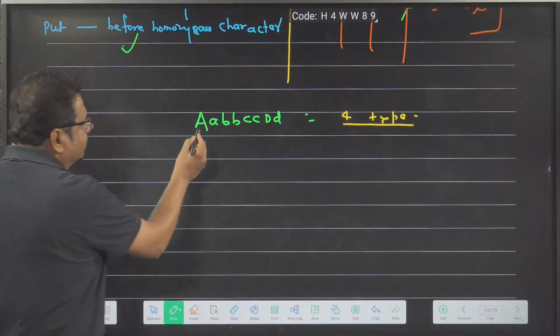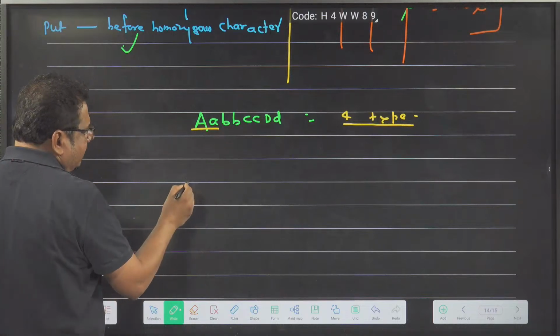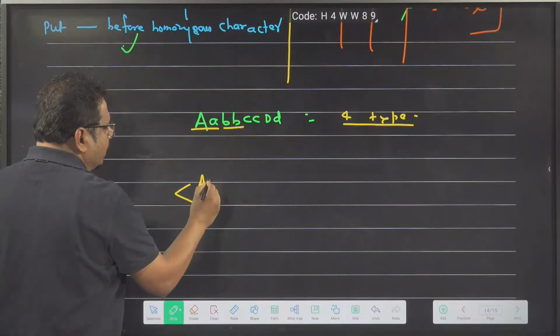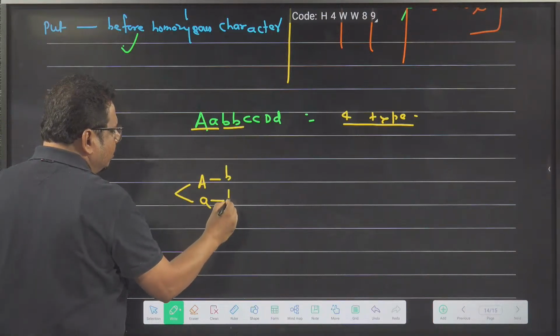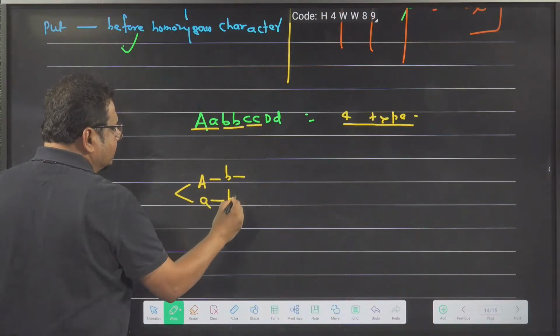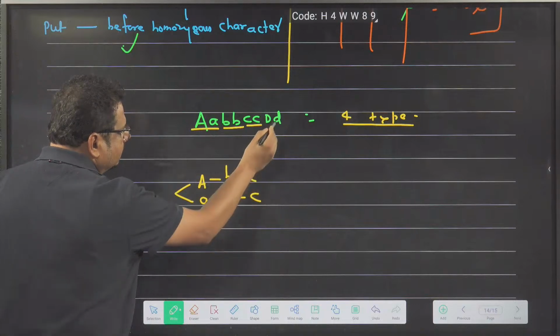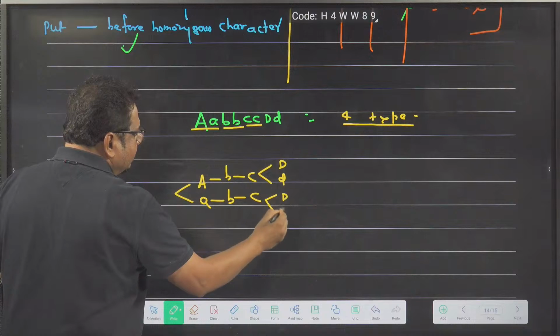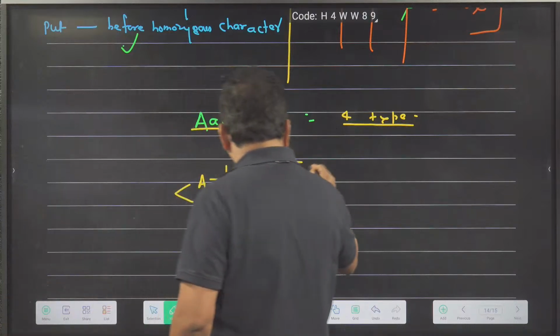So it is heterozygous. I will put a fork. I will write capital A, small a. It is homozygous. I will put a line. I will write small b, small b. Homozygous, I will put a line, capital C, capital C. Heterozygous, I will put a fork. I will write capital D, small d. What I told, I am following it.